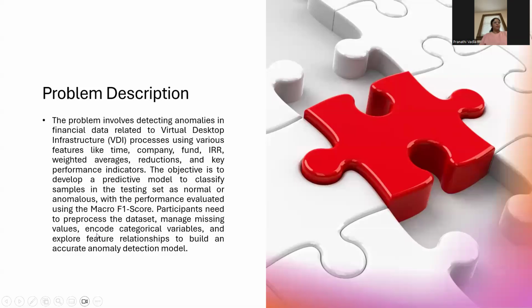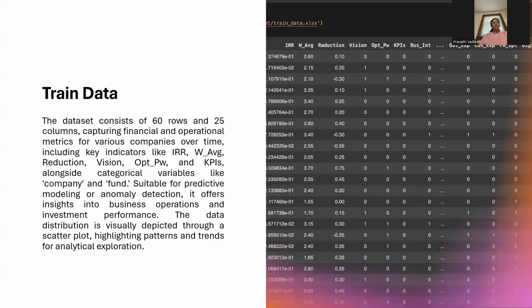And coming to the problem description, participants are tasked with creating a predictive model for anomaly detection in virtual desktop infrastructure, known as VDI, financial data. They must pre-process the dataset, handling missing values, encode categorical variables, and explore feature relationships. The goal is to classify samples in the test set as normal or anomalous, aiming for high performance measured by micro F1 score.